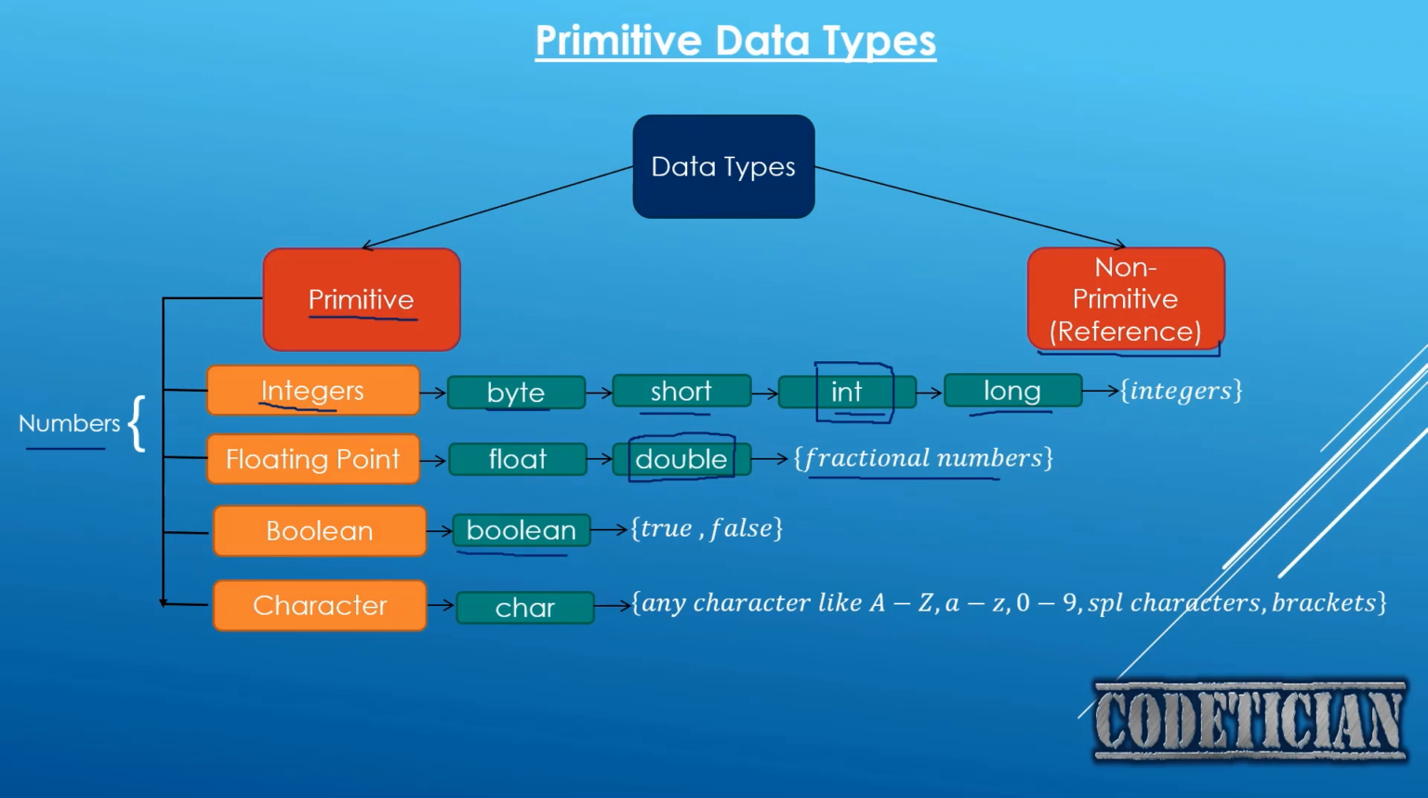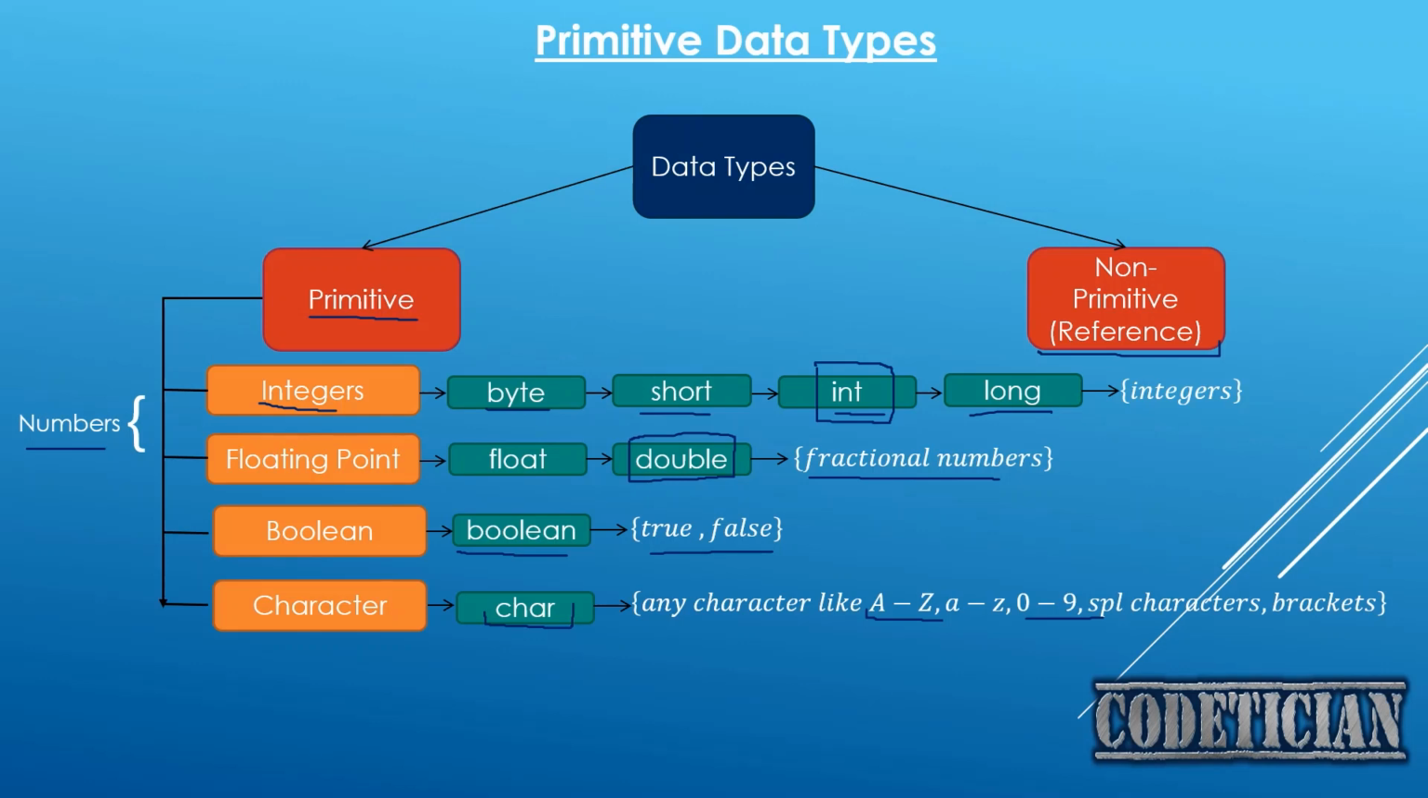The third category is boolean. Boolean has only two possible values, true or false. And the fourth category is character. It is used for any character. It stores a Unicode character, and any character can be stored, like capital A to Z, small a to z, 0 to 9, special characters, brackets.